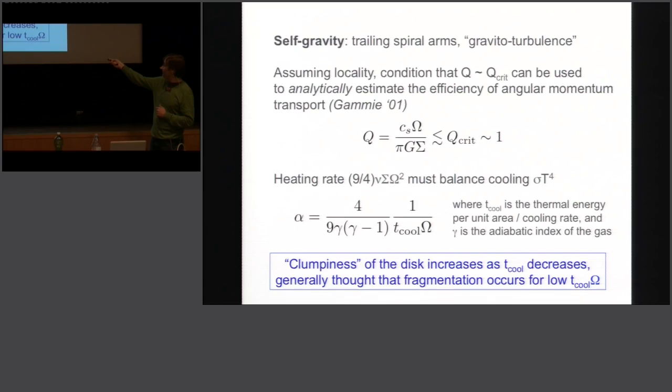Okay? So this argument works for a self-gravitating disk because this condition for instability directly links the thermal property of the disk, its sound speed, to its surface density. So for the other instabilities, we don't have any kind of closure relation of that kind. We can't make this kind of analytic argument. But for a self-gravitating disk, we can.